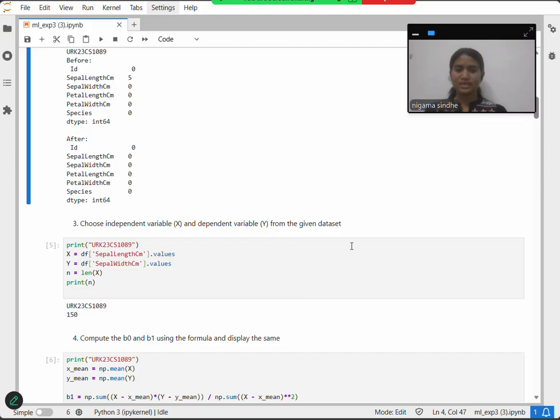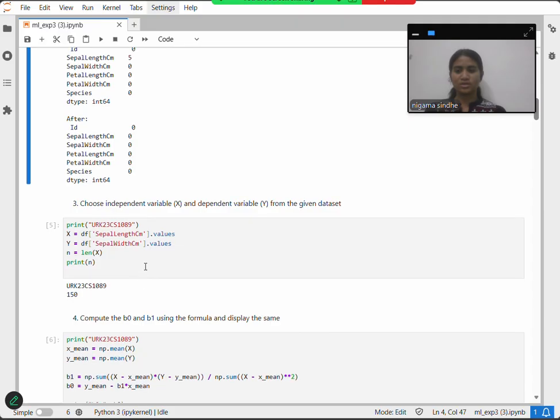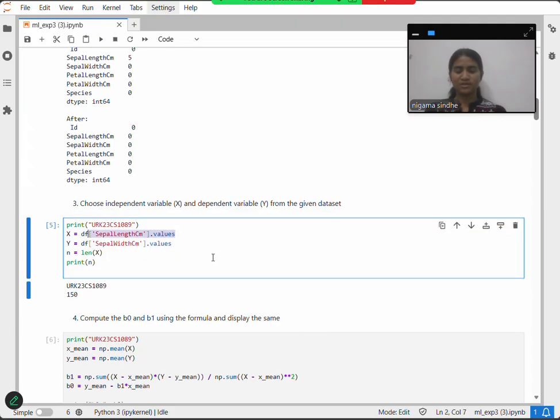Next, we are going to select the independent and dependent variables. In linear regression, there are two classifications, which are simple linear regression and multiple linear regression. In simple linear regression, we are going to take only one independent variable, whereas in multiple linear regression, we are going to take several independent variables which influence the target variable. So in simple linear regression, we are going to take one independent variable, which is sepal length for the given iris dataset, and one dependent variable, which is the target variable, also known as y. We are going to take sepal width.